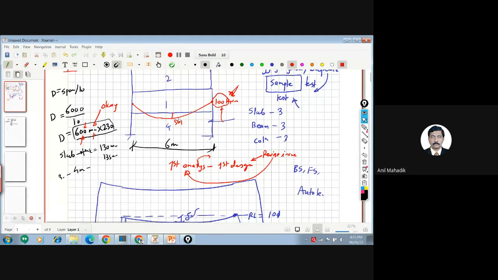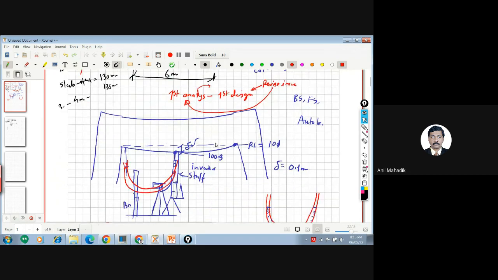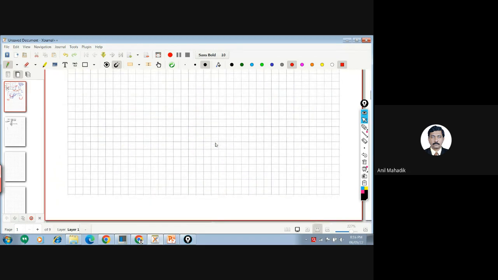So change the sizes, again do the analysis, again do the design, because we are not doing anything. Software is taking care of everything. We have to only check. That is our role, checking the design. So how am I going to do that using software?